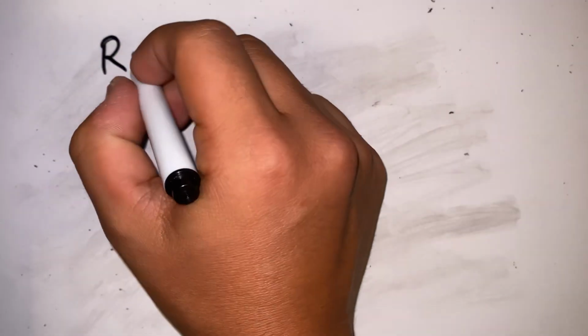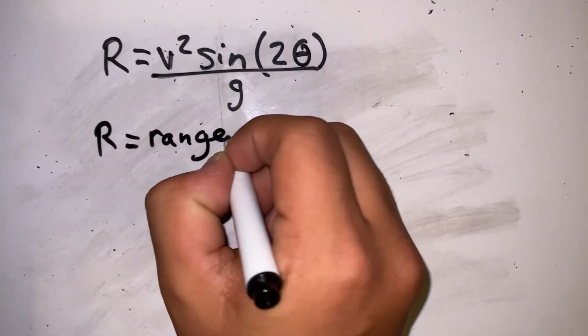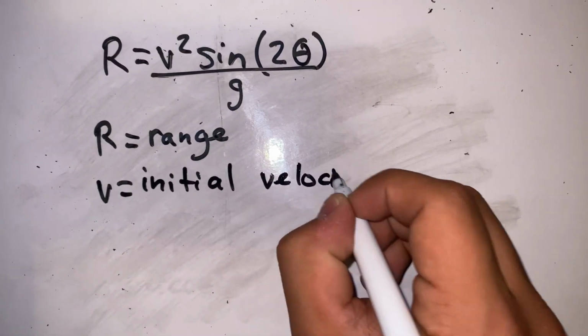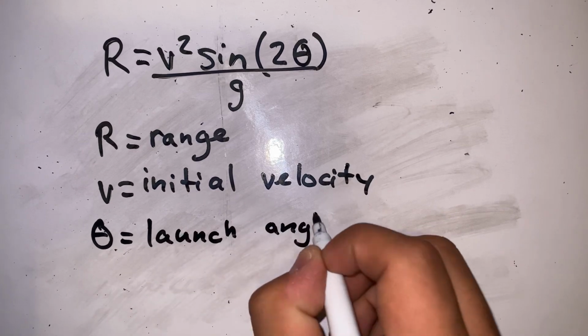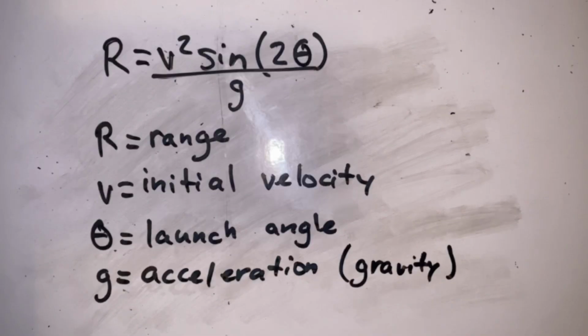The distance a baseball travels is determined by the range equation, which helps us understand how far the ball will go when hit with a certain speed and angle. The equation looks like this, where r is our range, v is our initial velocity in meters per second, theta is our launch angle in degrees, and g is our acceleration due to gravity, which is 9.8 meters per second squared. This equation assumes no air resistance, but we can factor in air resistance later for more accuracy.